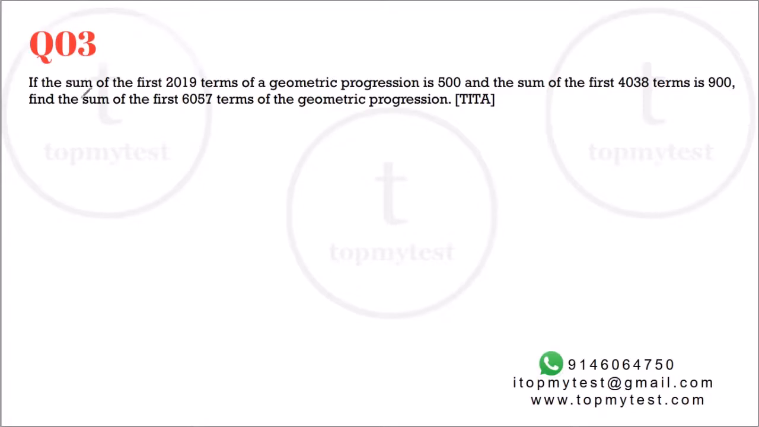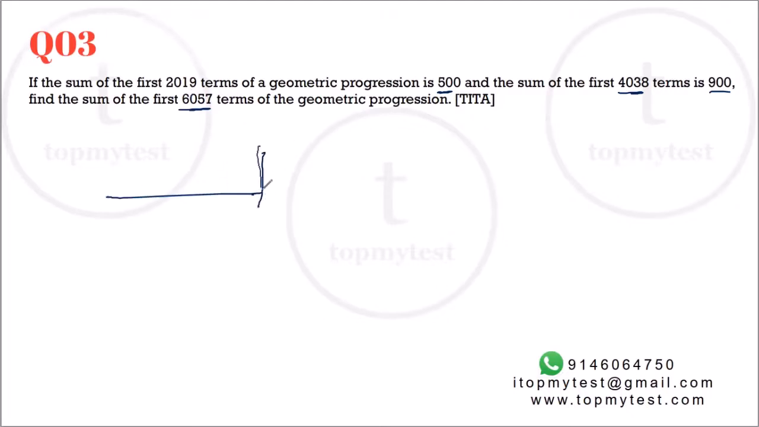Right? Let's see. The sum of the first 2019 terms of a geometric progression is 500. The sum of the first 4038 terms is 900. What is the sum of the first 6057 terms of the geometric progression? Now, if you look at it, 2019 into 2 is 4038 and 2019 into 3 is 6057.